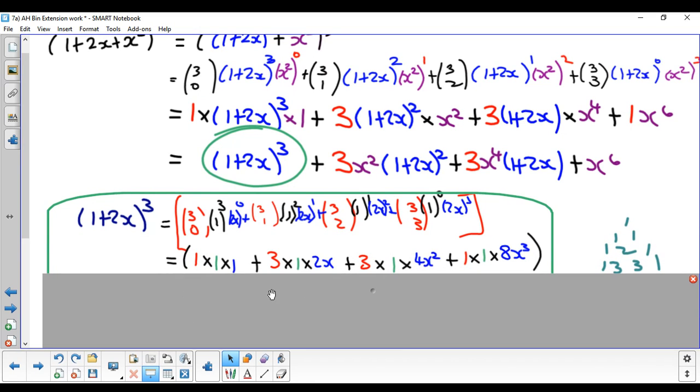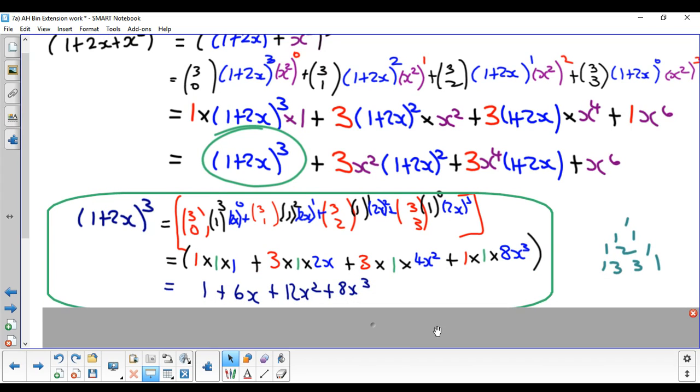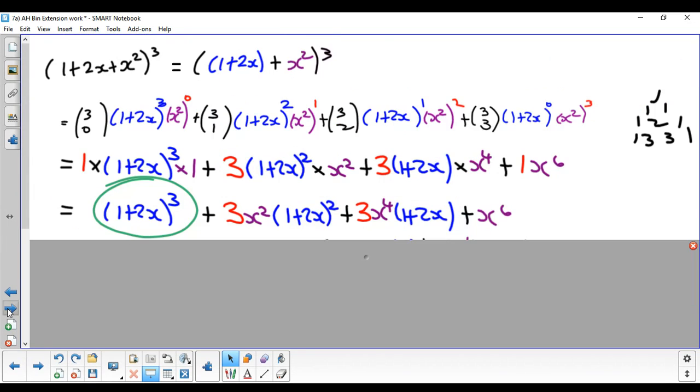Nice. So then we can simplify and get 1 plus 6x plus 12x squared plus 8x cubed. It doesn't take you that long, okay? Right, so now what am I going to do? Back to this part here. We have already talked about expanding this, so this is where I stopped in the previous one.